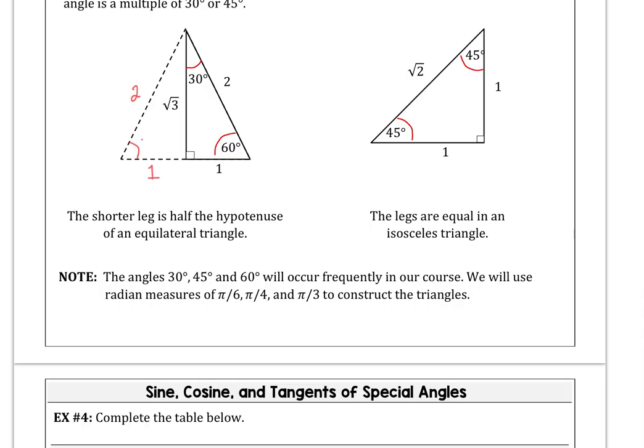So these angles are both 60 degrees. These are both 30 degrees. And in the isosceles right triangle, both legs are equal, so we have two 45-degree angles.